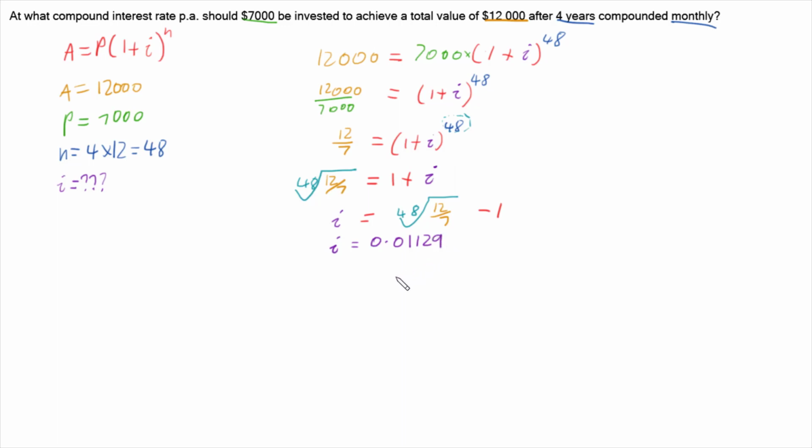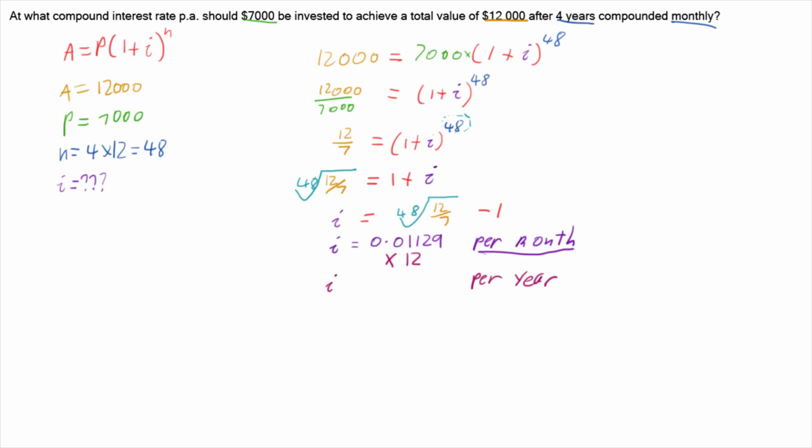Now this is the interest rate per month. That's what we've got so far. Because this is compounding monthly, our rule will give us the interest rate per our compounding period, so in this case per month. I need this to be per year instead of per month. To get this, I need to know how many months are in a year. There are 12, so I need to multiply by 12.